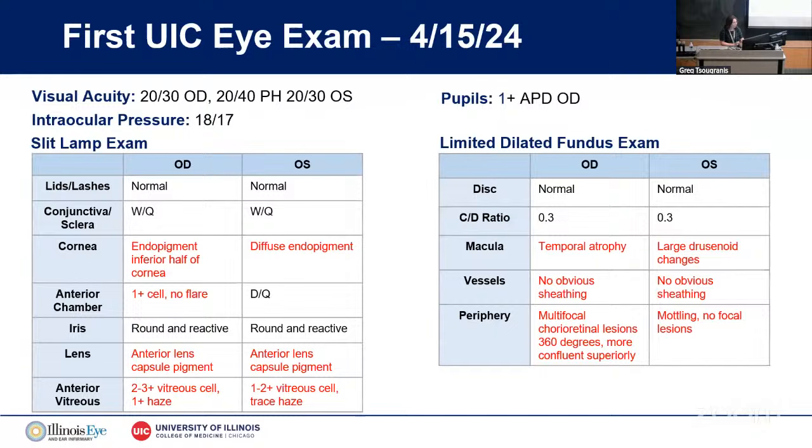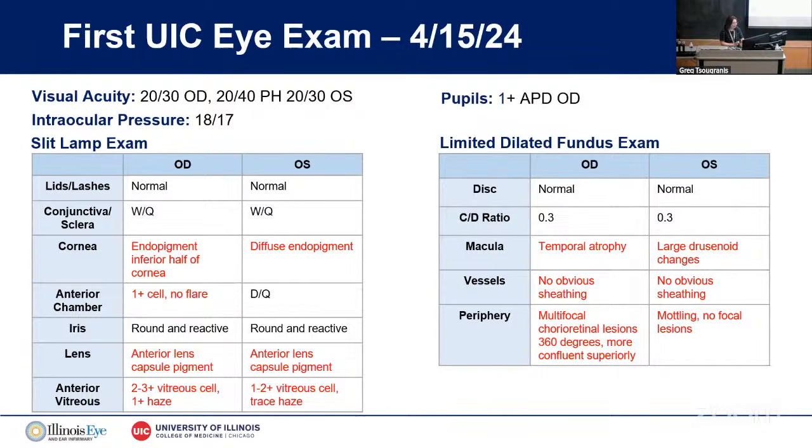At her first exam at UIC in April, her visual acuity at that time was 20/30 in both eyes. IOP was symmetric and normal. And then there was a 1+ APD noted in her right eye. Anterior segment exam demonstrated white and quiet conjunctiva and sclera. There was endopigment on her cornea. In the right eye, there was also 1+ AC cell. There was anterior lens capsule pigment as well as vitritis, the right eye worse than the left.